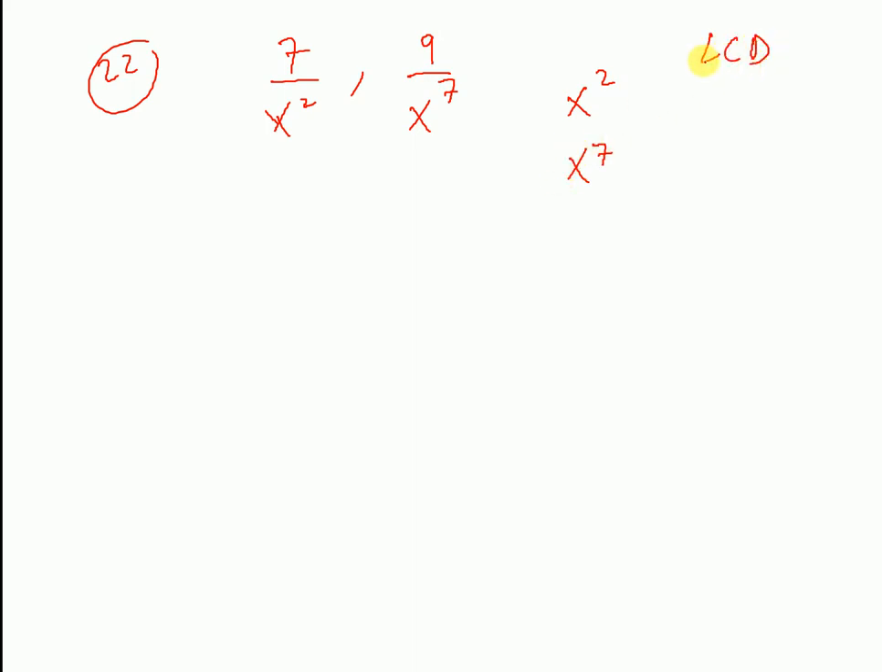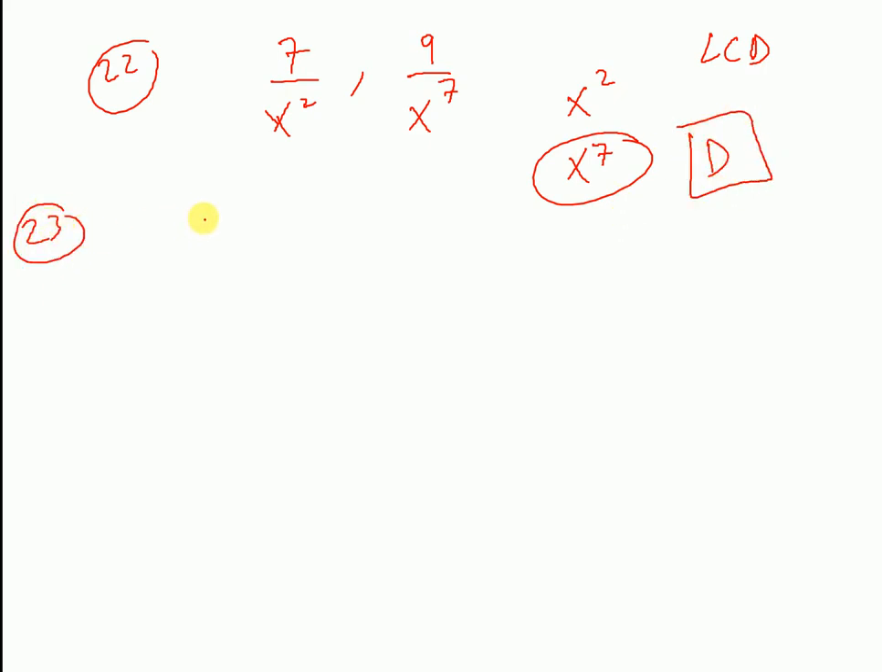22. Again, find the LCD for the fractions. I have 7 over x squared, and I have 9 over x to the 7. So the denominators are x squared and x to the 7. For the LCD, we pick the larger number of the factor x: here we have 2, and here we have 7. So which one do I pick? I pick x to the 7, or in this case D.